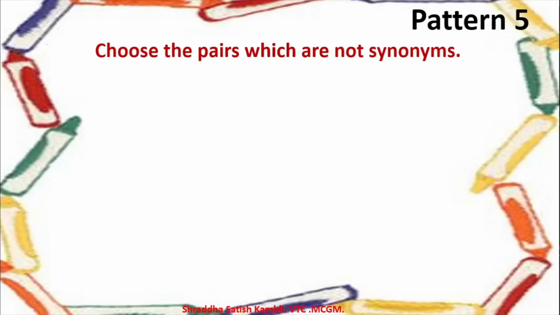Now let's go to pattern 5. Choose the pairs which are not synonyms. So now you are looking at pairs which are not synonyms. They could be opposite words of each other.